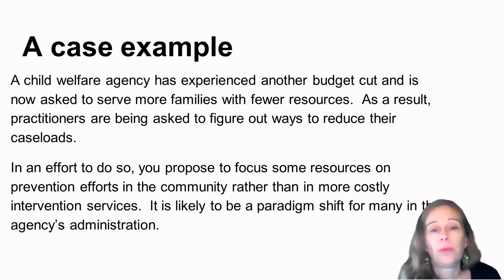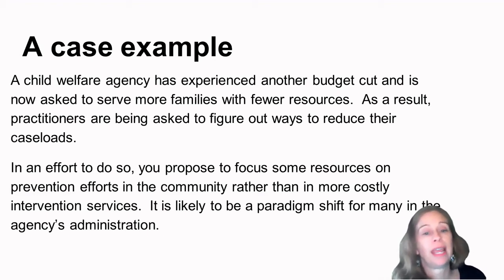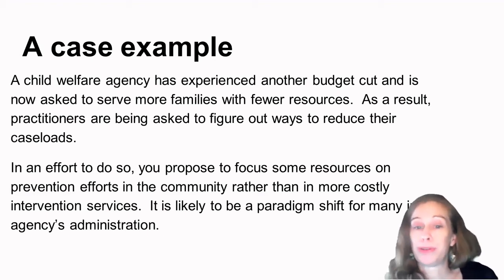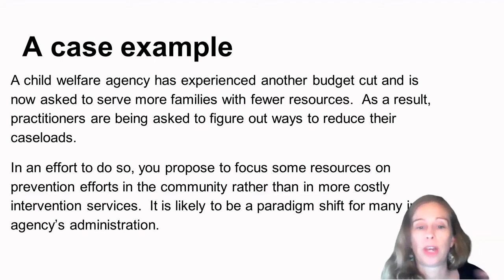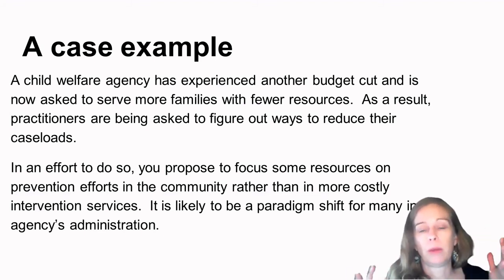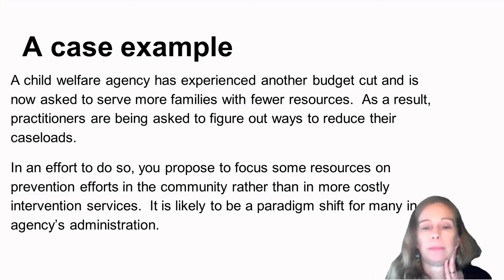Then I would move to a child welfare example. The agency has experienced another budget cut and is now asked to serve more families with fewer resources. As a result, practitioners are being asked to figure out ways to reduce their caseloads. In an effort to do so, you propose to focus some resources on prevention efforts in the community rather than in more costly intervention services. It is likely to be a paradigm shift for many in this agency. Students working in child welfare tend to think of it as individual child welfare workers, but when we start to look at it more globally, this is really important.